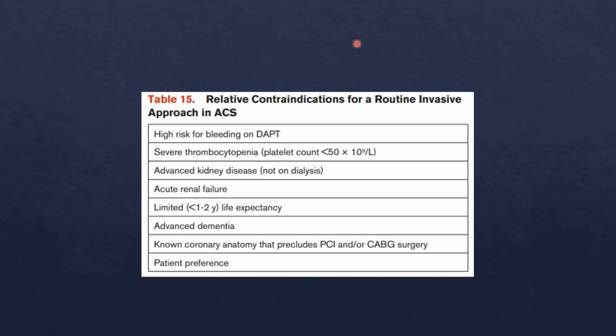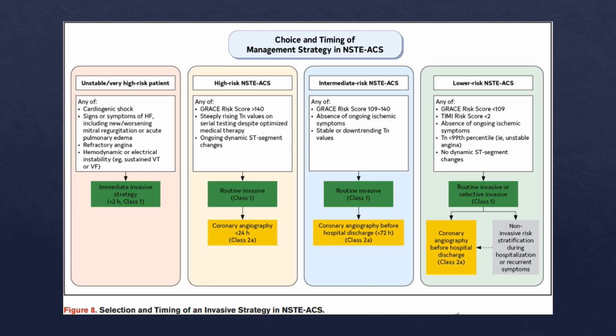So this slide again shows that for very unstable and high-risk patients, like those with cardiogenic shock, severe signs and symptoms of heart failure, refractory angina, and hemodynamic or electrical instability, an immediate invasive strategy with angiography done in less than 2 hours is recommended. Class 1 for high-risk patients with GRACE risk more than 140 and rising cardiac troponin levels with ongoing dynamic ST segment changes: routine invasive angiography in less than 24 hours is recommended. For intermediate risk patients with a GRACE risk of 109 to 140, angiography can be done before hospital discharge in less than 72 hours. And for very low risk patients, a routine invasive or selective invasive approach can be taken.